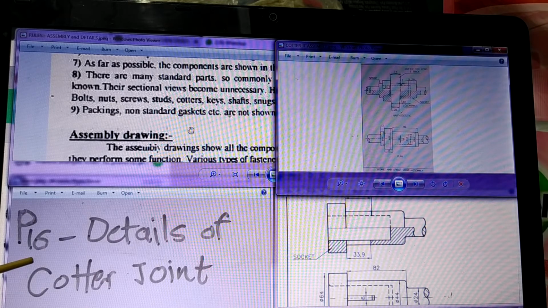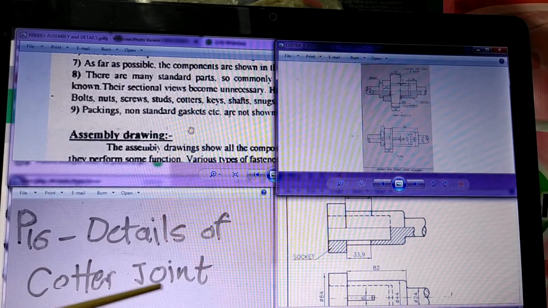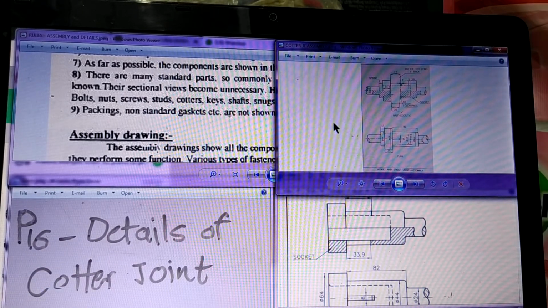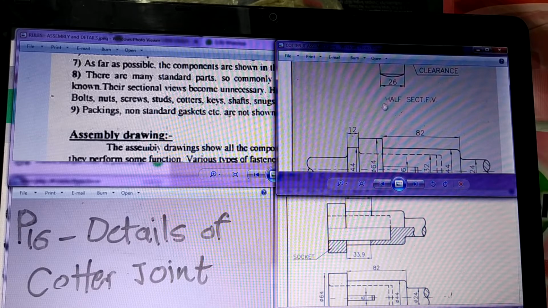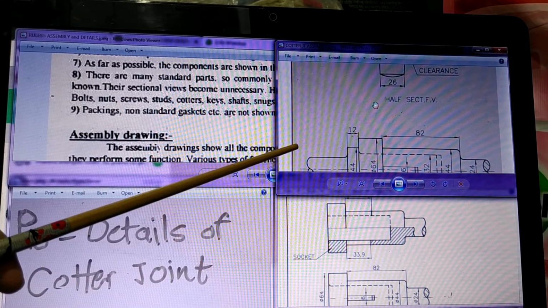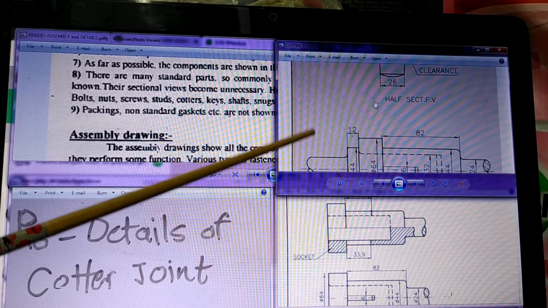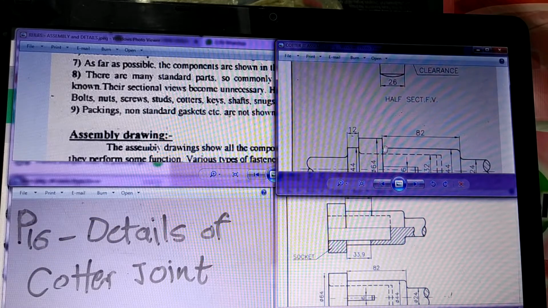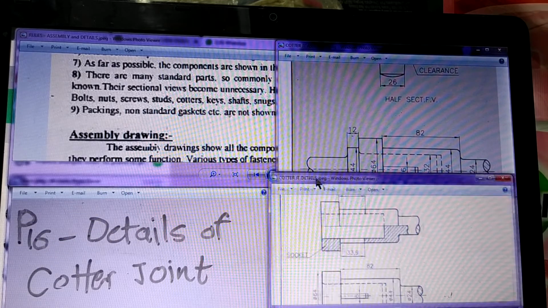Now today's practice sheet is on drawing a detailed drawing of a quarter joint. So we can now concentrate here. On this particular page, we are going to see a quarter joint in the form of an assembly. So I'll just take this here and let us expand this.